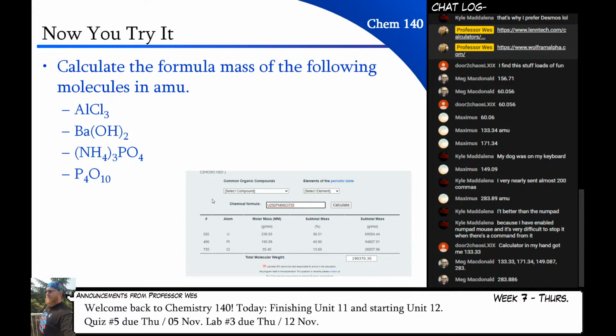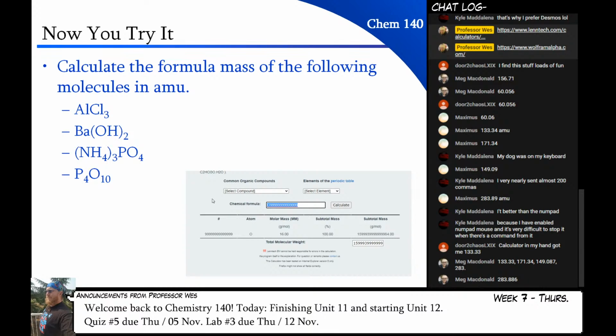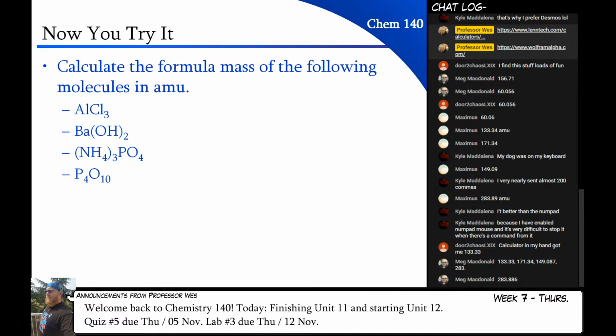And if I were to put all of those together, the atomic mass would be 190,000 for this crazy, crazy, crazy molecule with 292 uranium atoms in it. So you could do any sort of formula you want. I could probably make a number that overflows this. So like oxygen 999999999. Yeah, it doesn't know what to do if I get to that point. Anyway, that's Lentech. And that's formula masses.